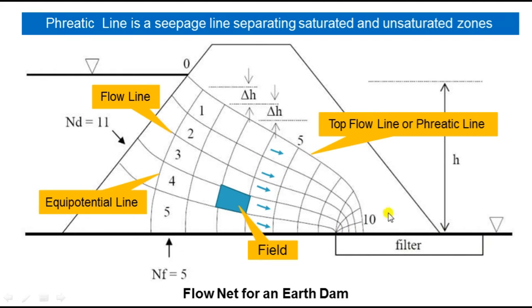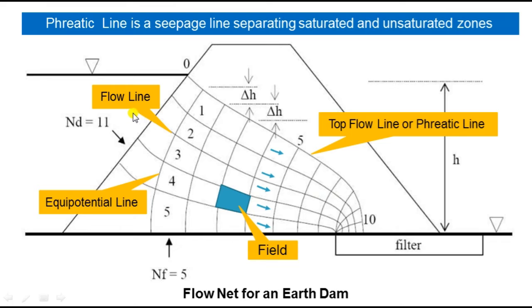We have previously discussed providing a filter. The filter is provided for the safe passage of seepage water. That is one field. That is called an equipotential line. The head is the same at that point, and all the lines, when they cross the flow lines or stream lines, as they are also called, have the same head.